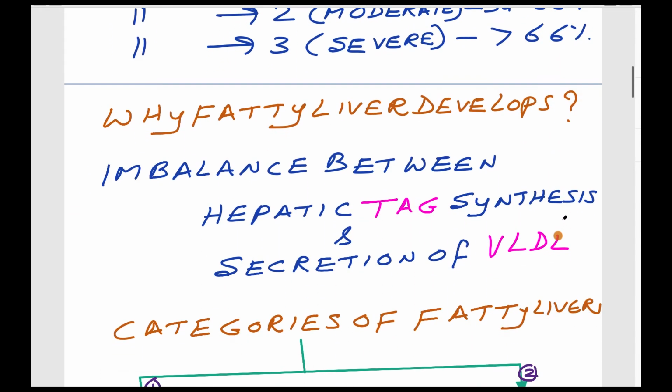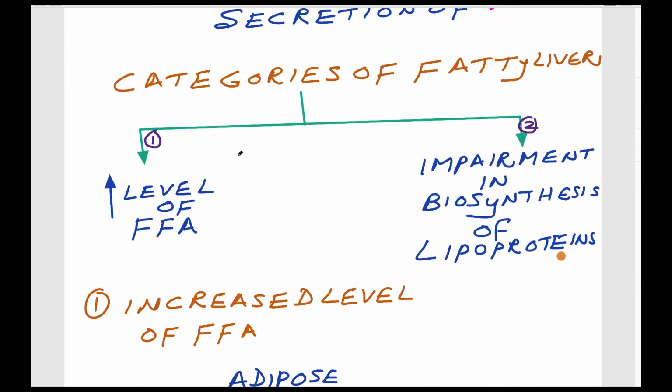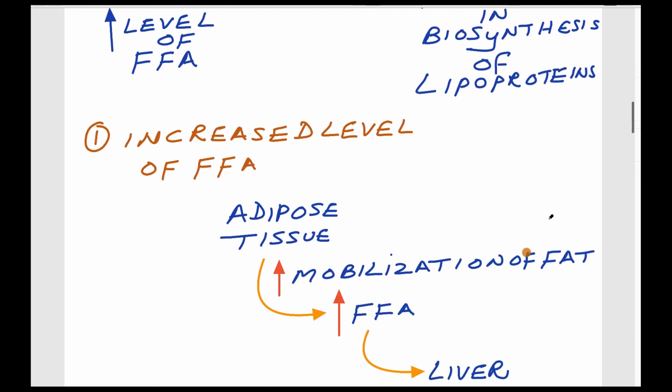Why does fatty liver develop? If there is an imbalance between hepatic triacylglycerol synthesis and/or secretion of very low density lipoproteins, we can categorize the fatty liver. One is when there is an increased level of free fatty acids. The second one is impairment in biosynthesis of lipoproteins. First, we'll take up increased level of free fatty acids.